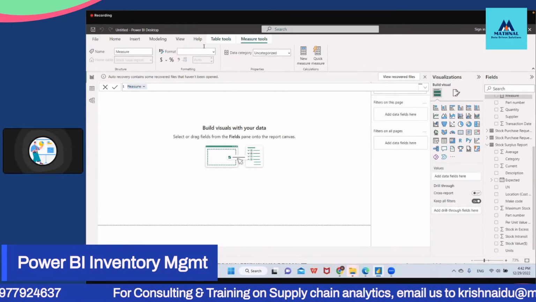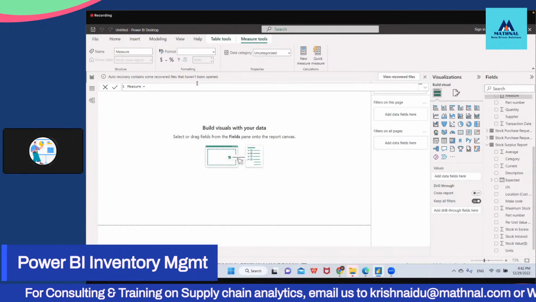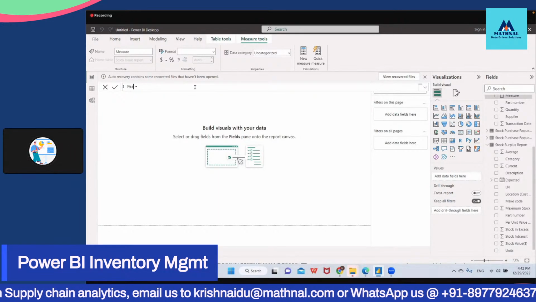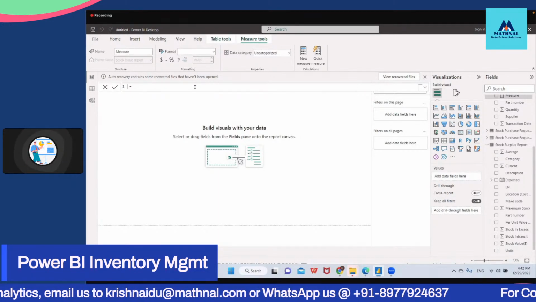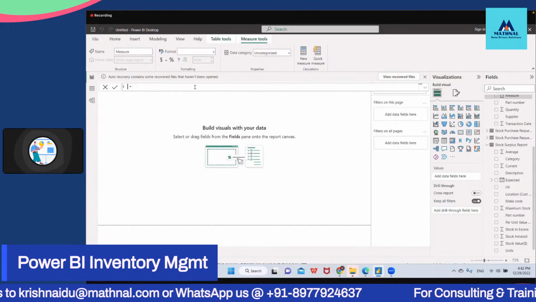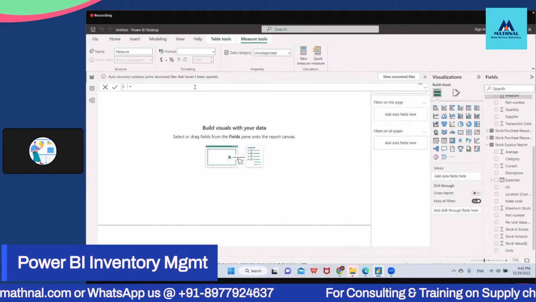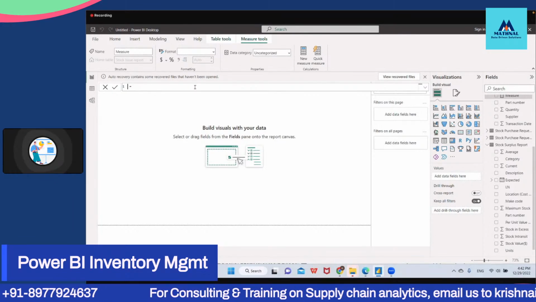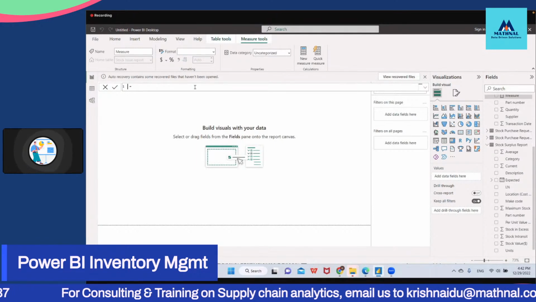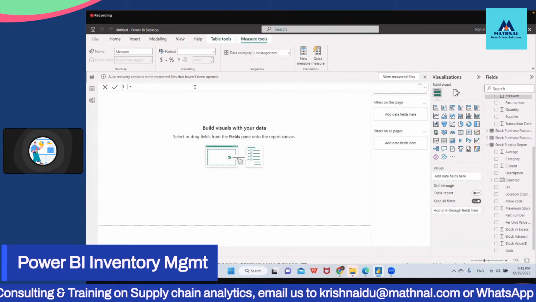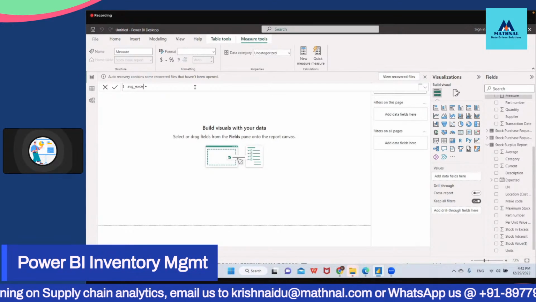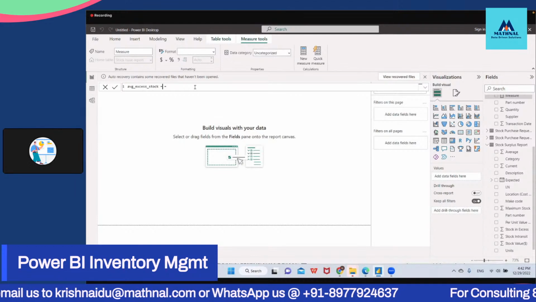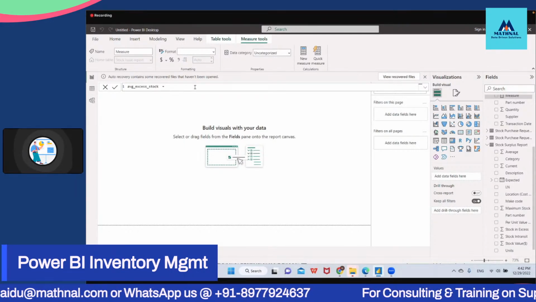Okay, so what we'll do first? We have to write the name of the measure here. First we want to understand what the average excess stock is. For that, we're going to find the average excess stock for each part. Don't write anything there yet.